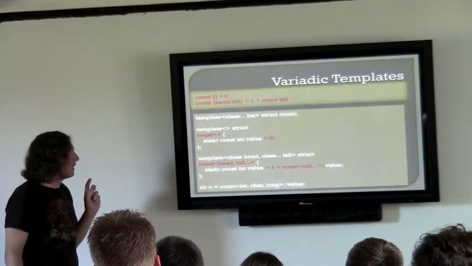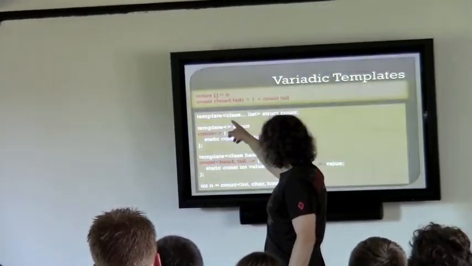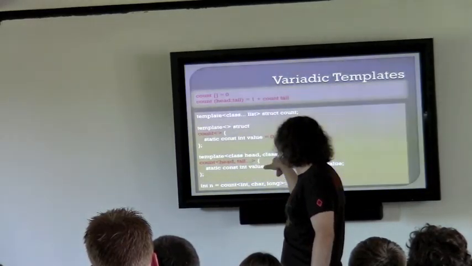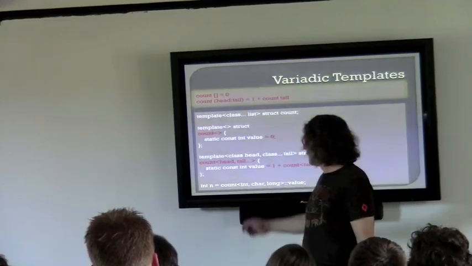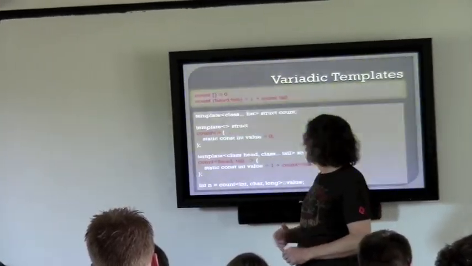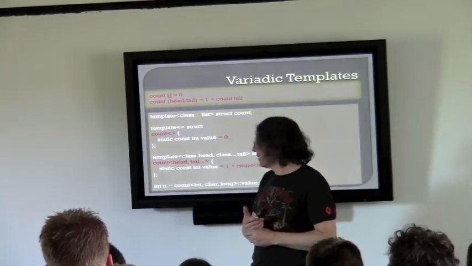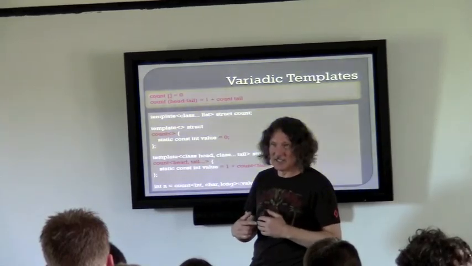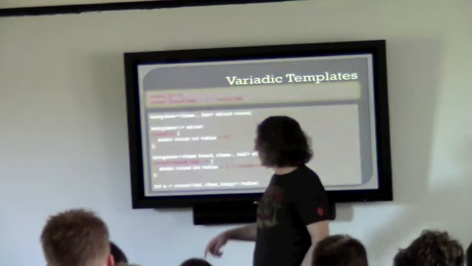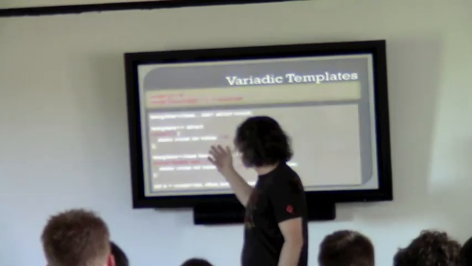So you read it in a Haskell way. Count is a function that takes a list. It doesn't say what it returns, but you'll see what it returns from the implementation. This is the first case, empty. So you call your template with no arguments. A variadic argument means 0, 1, 2, 3, 4, and so on types, as many as you want, including 0. So you can instantiate this template with no arguments, and in this case it will return 0: static const int value 0. That means the length of the list is 0.